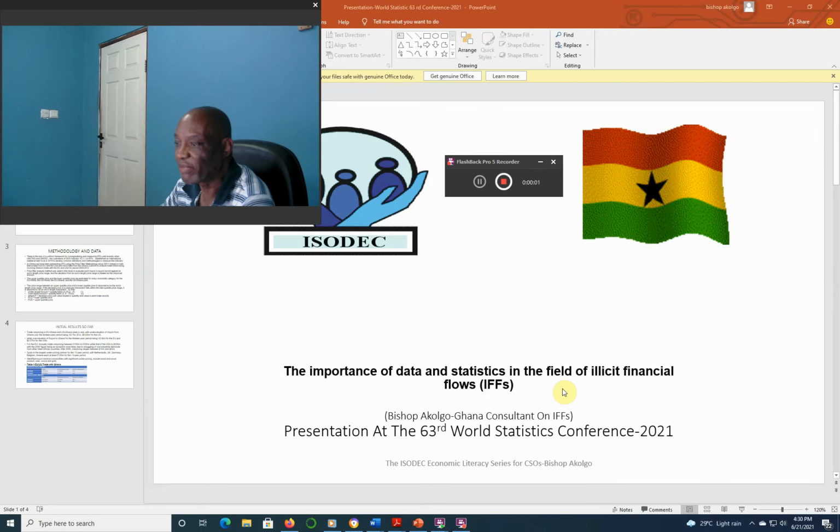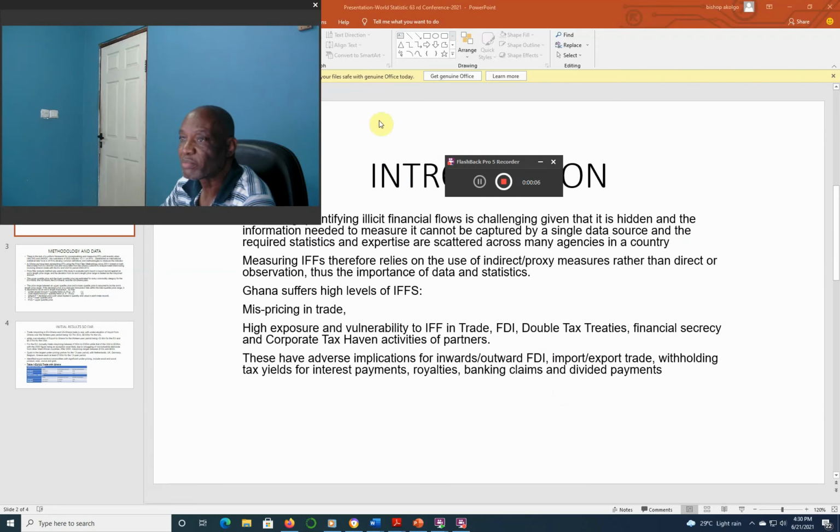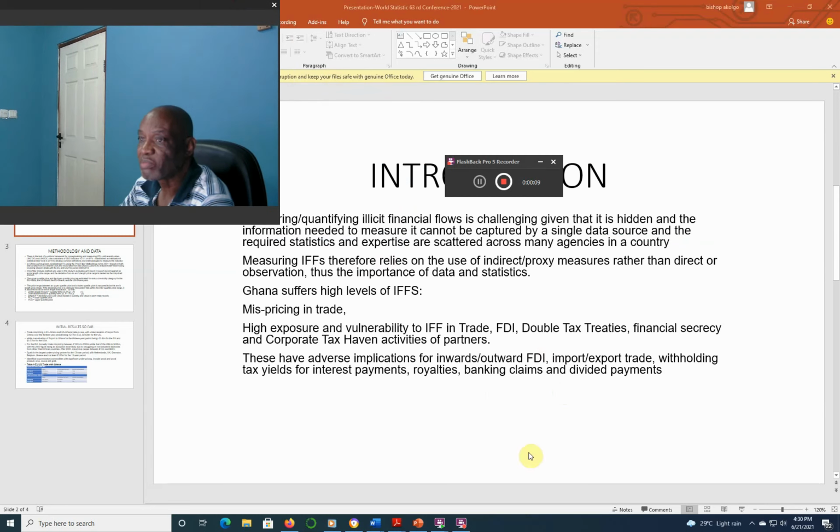Statistics in the field of illicit financial flows. Measuring or quantifying illicit financial flows is challenging given that it is a hidden activity, and the information needed to measure it cannot be captured by a single data source because these are scattered in different organizations of the country. Measuring IFFs then relies on the use of indirect or proxy measures rather than direct observation. That's the importance of data and statistics.